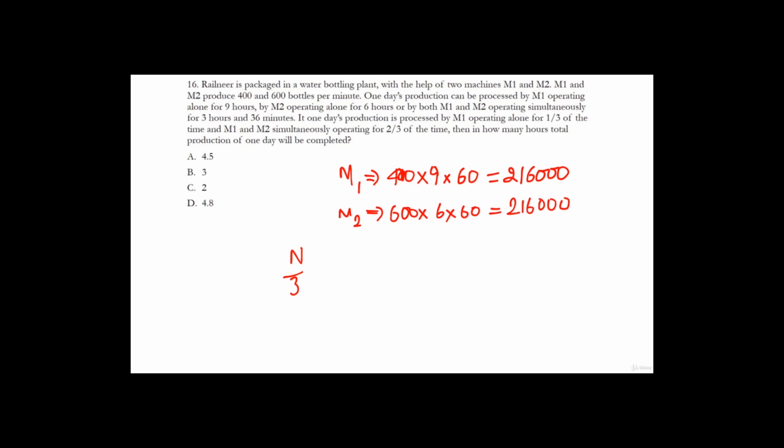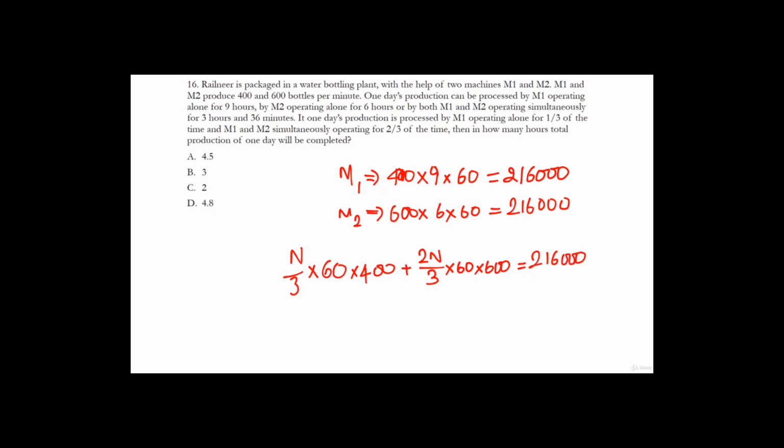For 1/3 of this time, M1 is operated. So n by 3 is the number of hours, and it has 60 minutes in each hour and 400 bottles produced per minute, plus 2n by 3 is the time for which M2 is operated, and for each hour we have 60 minutes and 600 bottles were produced in each minute. All of them add together, we get 2,16,000 bottles.